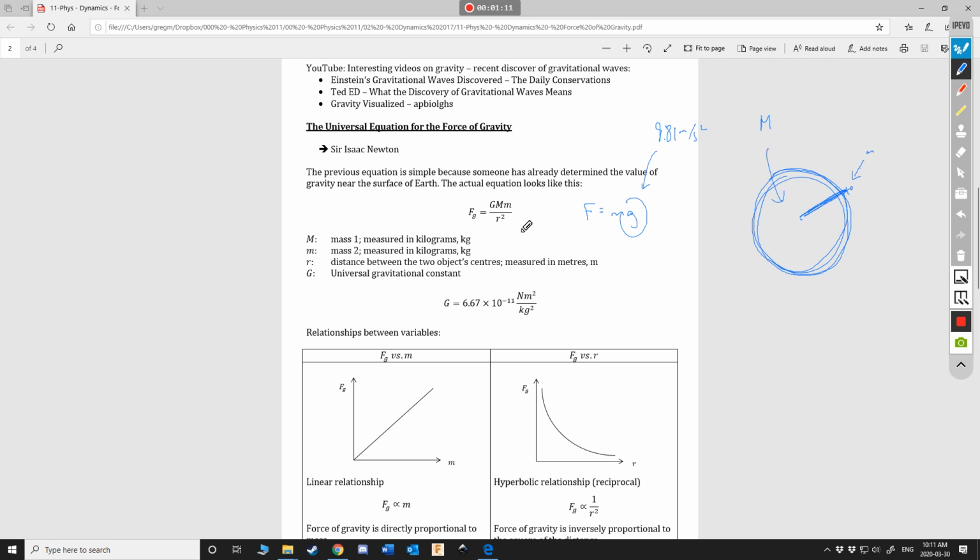And G is the universal gravitational constant. It's based on our universe. This is what it is. There's no understanding where it came from. This is just the constant of the universe, just what it was discovered to be. The value of it is 6.67 times 10 to the negative 11 newtons meter squared per kilogram squared. This is given to us on your formula sheet.